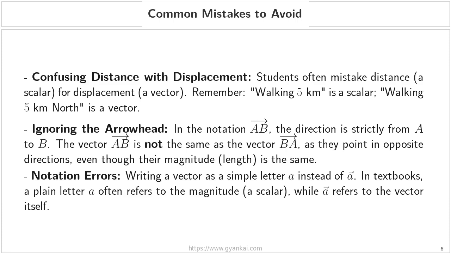Finally, watch your notation closely when writing your answers. A very common error is writing a simple lowercase letter instead of writing with an arrow over it. In your textbooks and in my marking, a plain letter A usually refers only to the magnitude, the scalar size. But when you see A with that little arrow on top, that tells us we are talking about the full vector, including its direction.